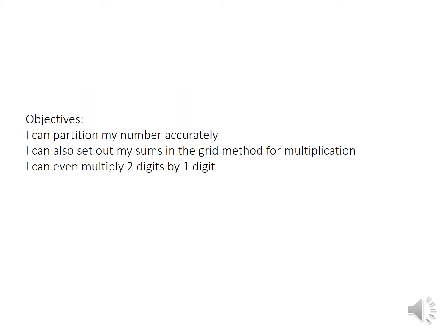The objectives for today are: I can partition my numbers accurately. I can also set out my sums in the grid method for multiplication. I can even multiply 2 digits by 1 digit.